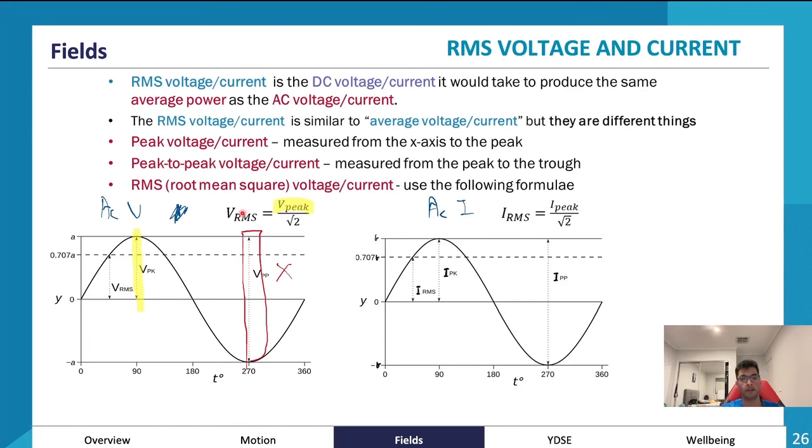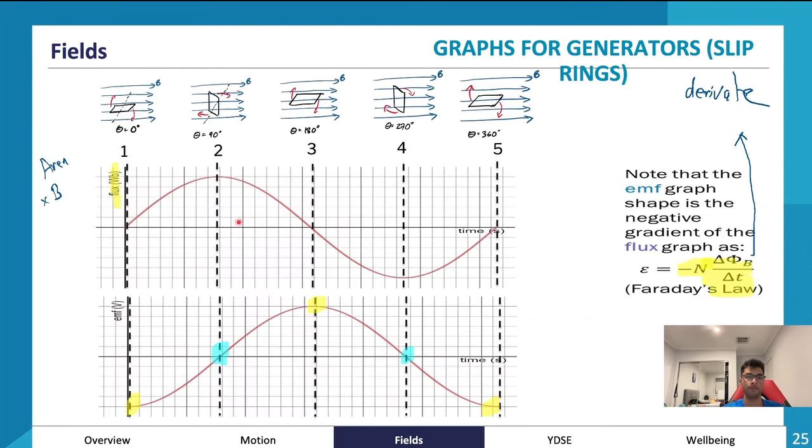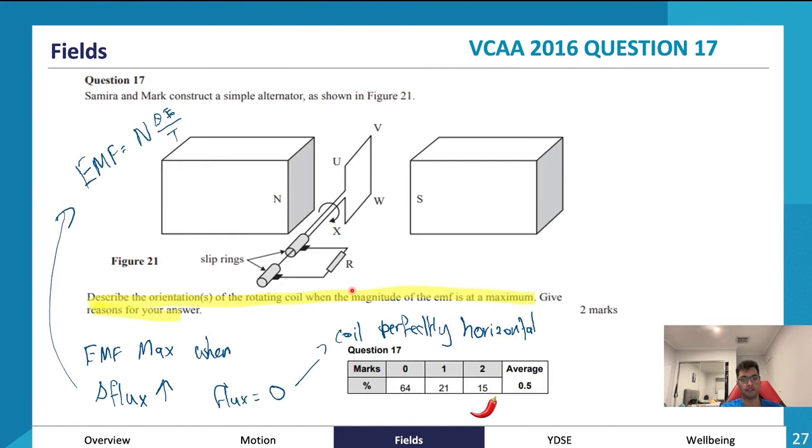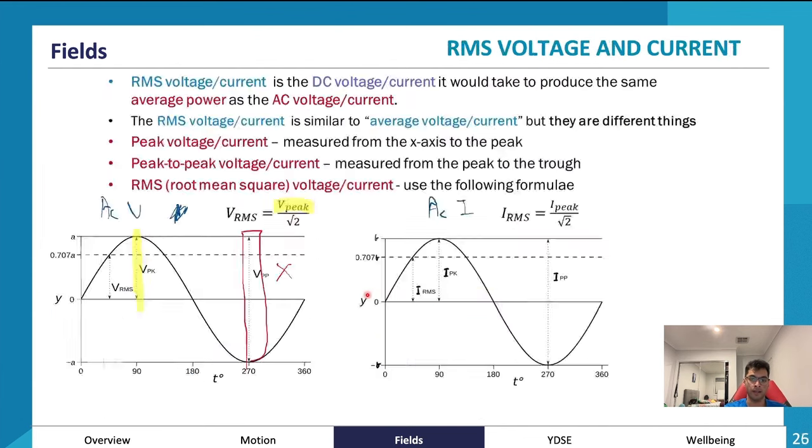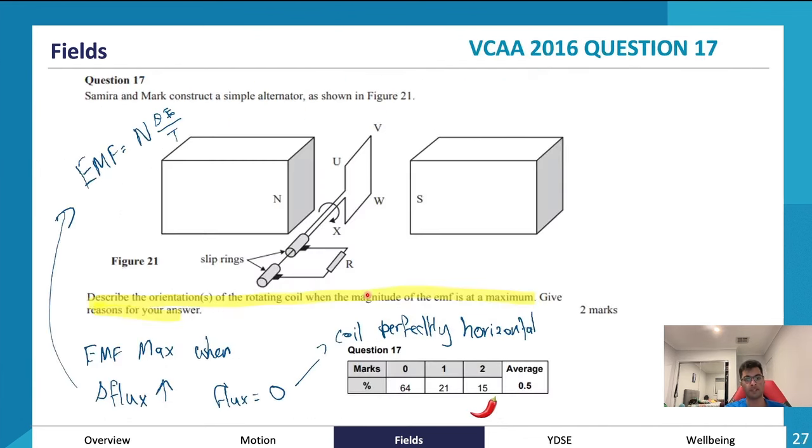And going back to our graphs, we can see graphically that the greatest EMF is when the flux is equal to 0, both in the positive and negative direction. But since it doesn't ask for positive and negatives, it doesn't really matter. And this applies to the rest of VCE physics. We don't really care if it's positive voltage or negative voltage. We just care about maximums and minimums.